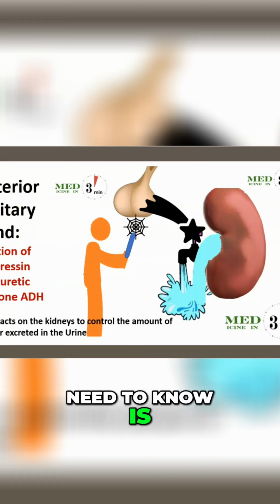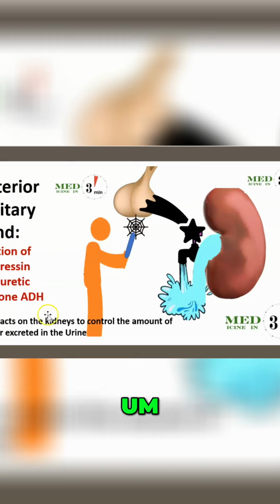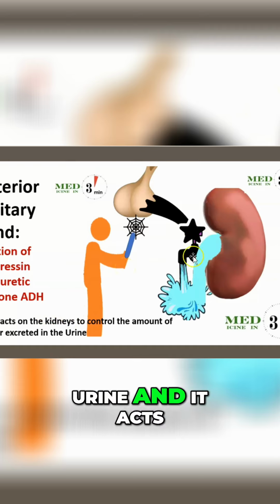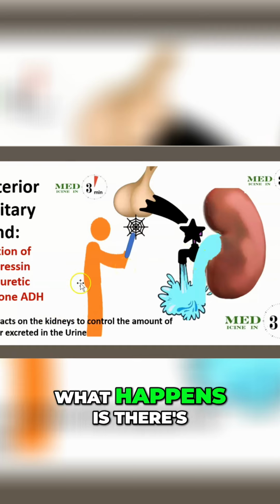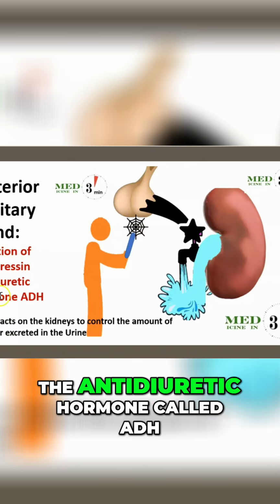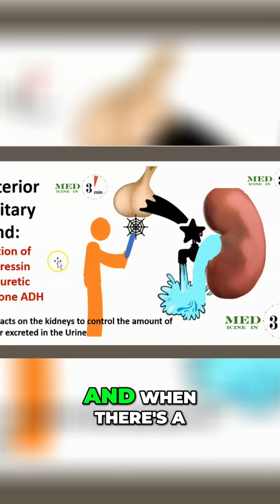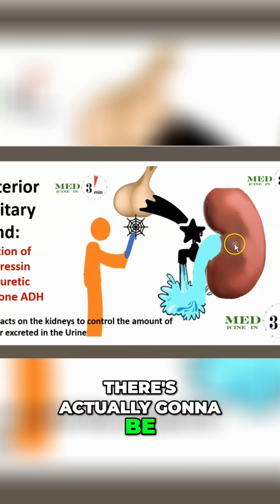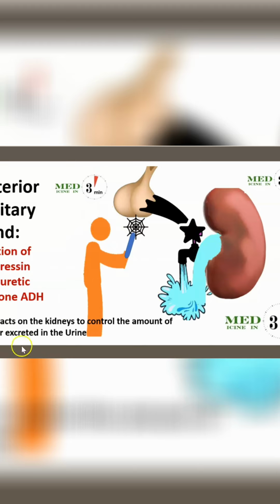The first thing we need to know is that the ADH acts as a control towards the kidney. It lets it know how much water to excrete in the urine, and it acts as a stop. What happens is there's a lack of secretion of this hormone, the antidiuretic hormone called ADH, and when there's a lack of this hormone, there's going to be an excess of urine that comes out.